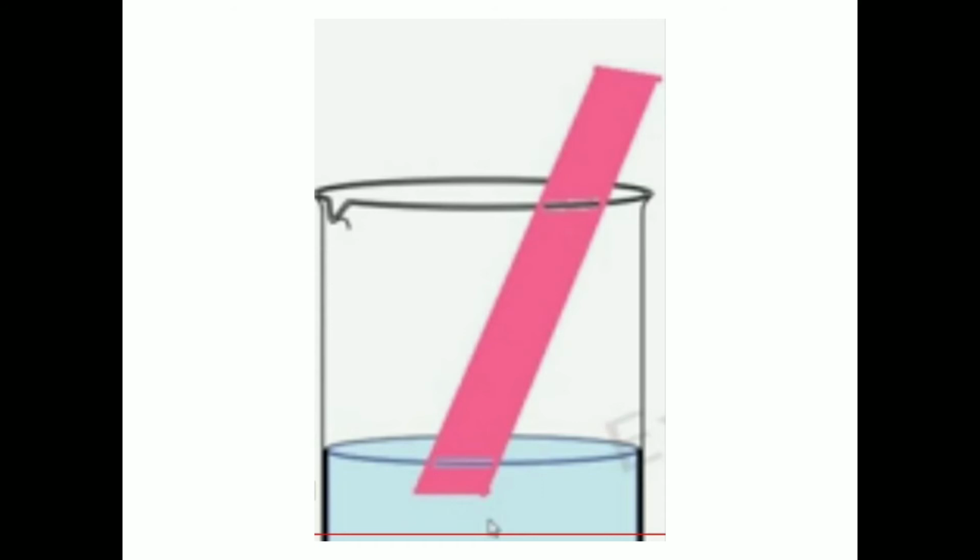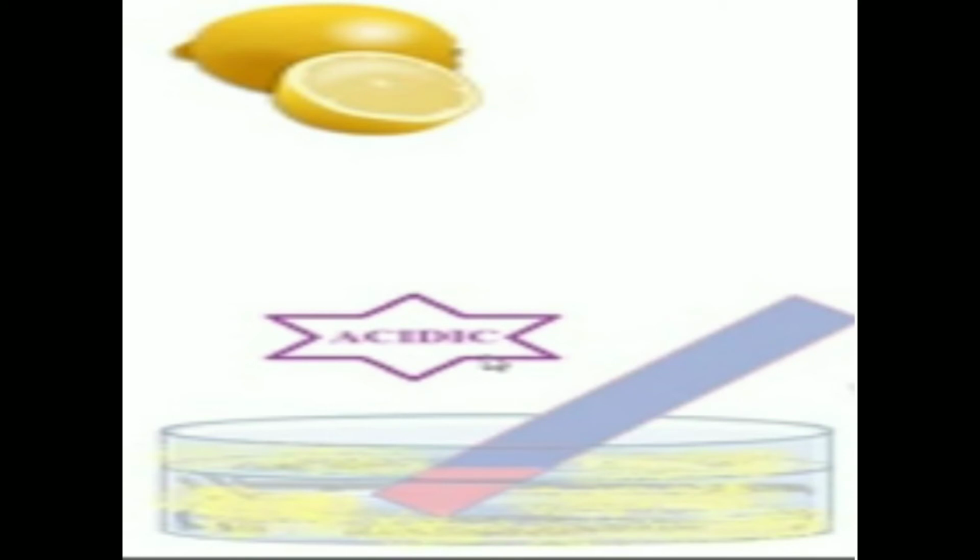Let's see what the results of the litmus test are for those substances. First, let's take the example of lemon. Lemon contains citric acid. It is acidic in nature. So when we prepare a lemon solution, you take out lemon juice and prepare the solution, and take it in a bowl. Blue litmus paper will turn red, but when we put red litmus paper, there will be no change in color. So this proves it is acidic in nature.